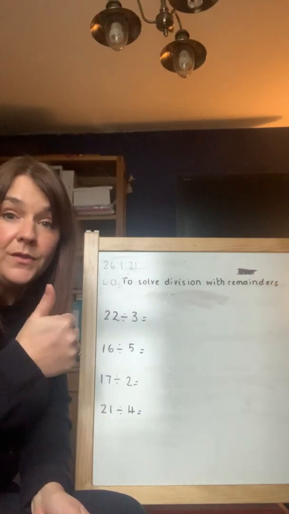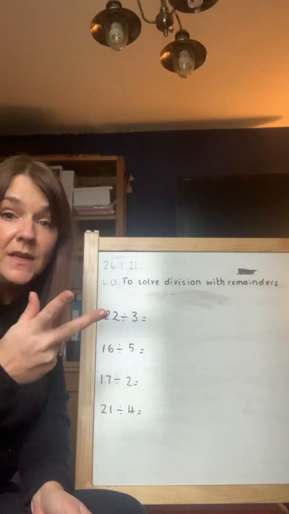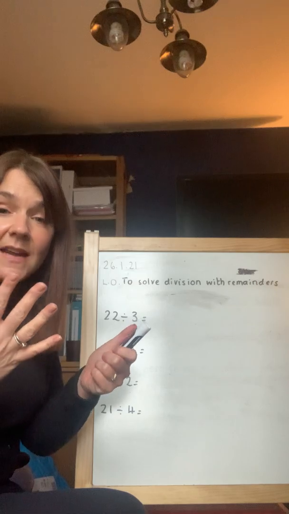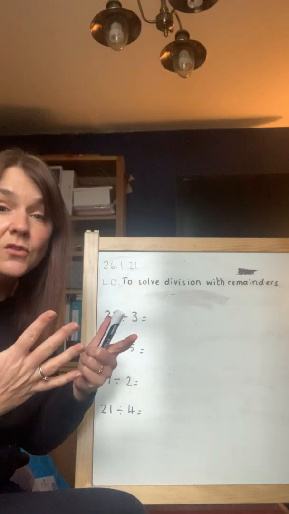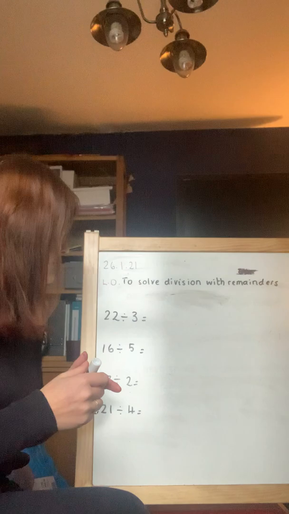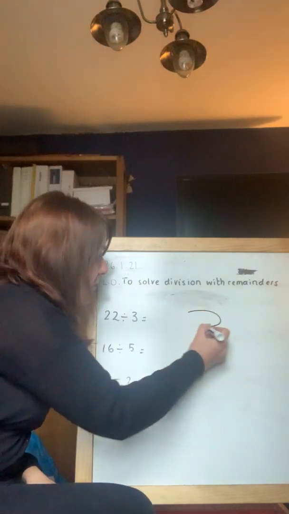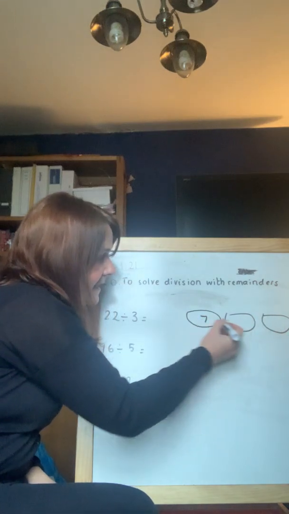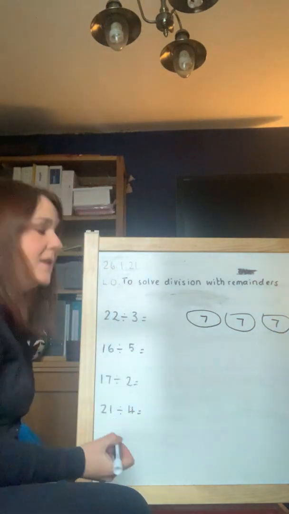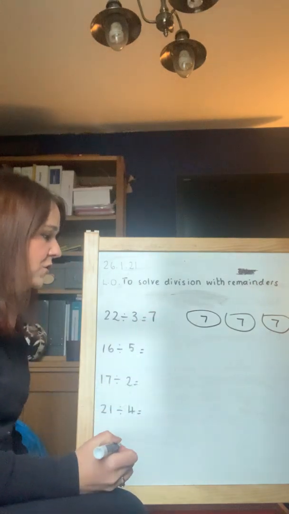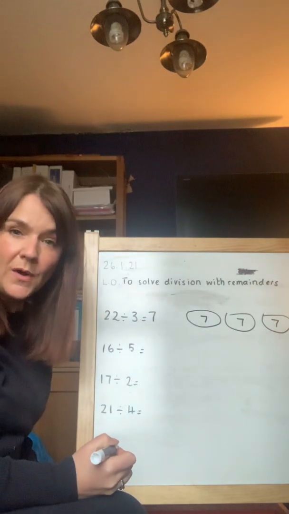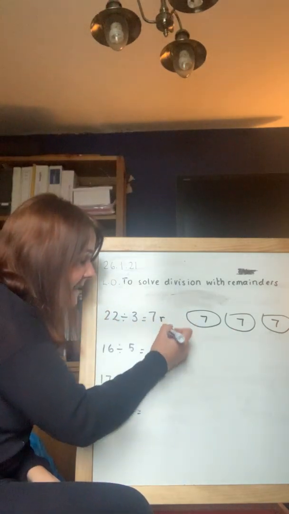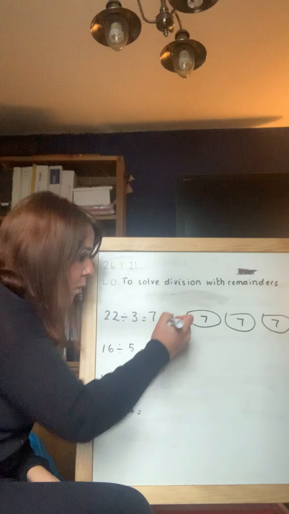Okay, so 1 3's a 3, 2 3's a 6, 3 3's a 9, 4 3's a 12, 5 3's a 15, 6 3's are 18, 7 3's are 21. So if we had 3 groups, there would be 7 here, 7 here, 7 here. So the answer is 7, but what do we do? That only takes up to 21. How many more do we need? There's 1 more, isn't there? So we call that the remainder. It's a leftover, remainder of 1.